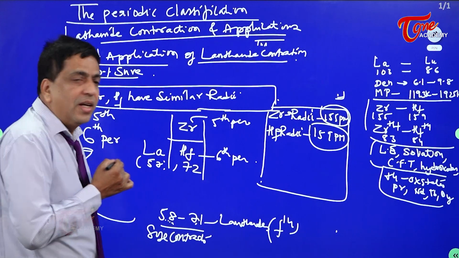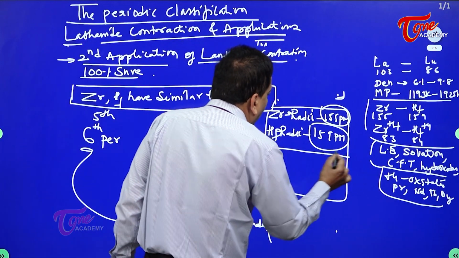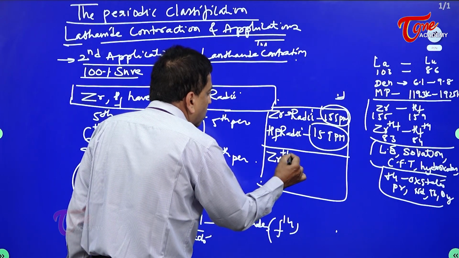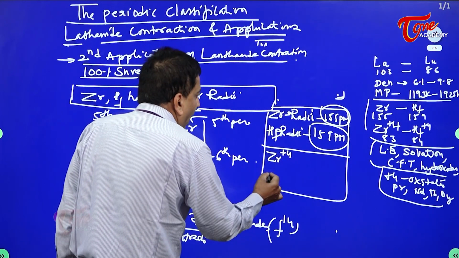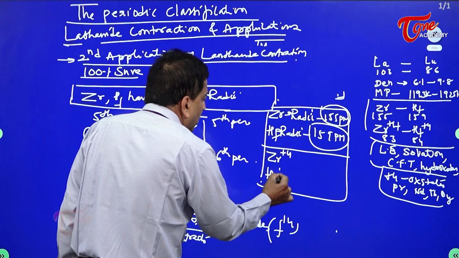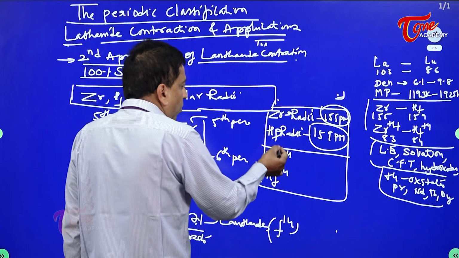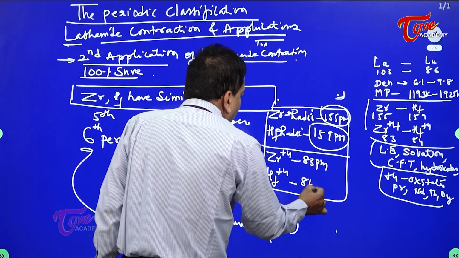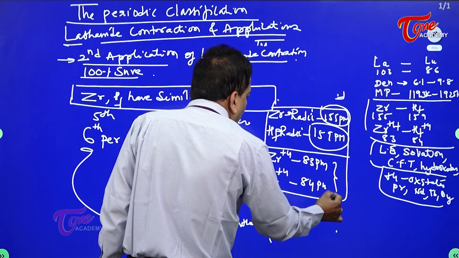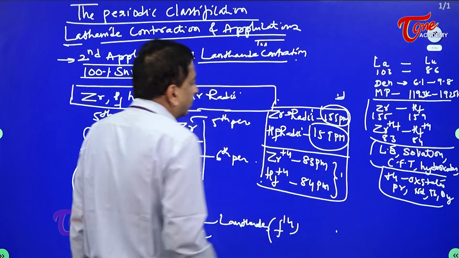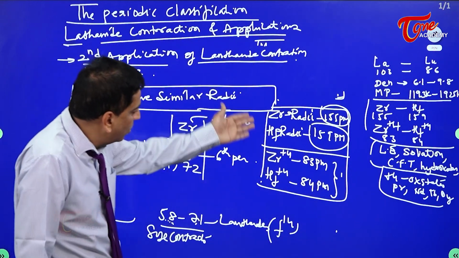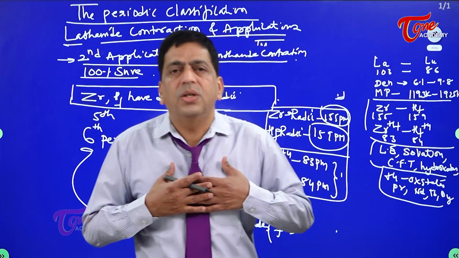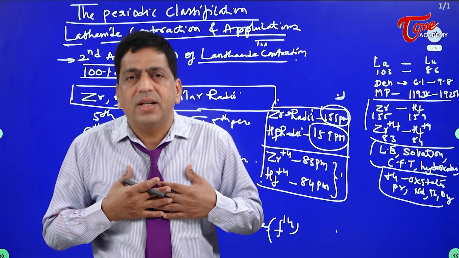You must understand. Even if you take the ionic radii, zirconium's common oxidation state is +4 and hafnium's common oxidation state is also +4. And if you compare, this is 83 picometers and this is 84 picometers. And the ratio is basically 1. You can see similar sizes. And it is very surprising to me.